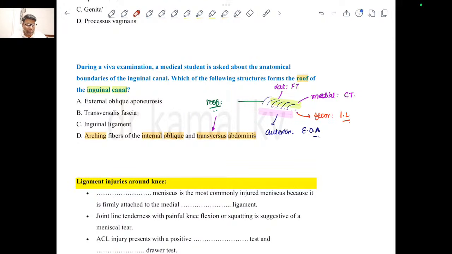Clear? So, Umesh, very good. Clear? So, this is how you need to remember the boundaries, the walls, the structure which forms the deep inguinal ring, and the structure which forms the superficial inguinal ring. Inguinal canal anatomy is very important, because when you go for surgery, especially for inguinal hernia, the whole anatomical concept will be discussed again. So, please remember this, and therefore, it is a very hot favorite for exam setters.